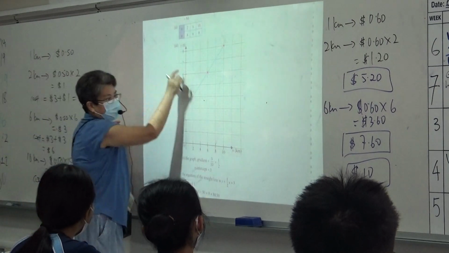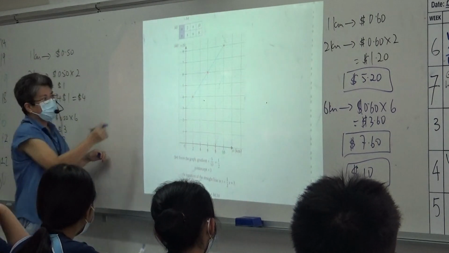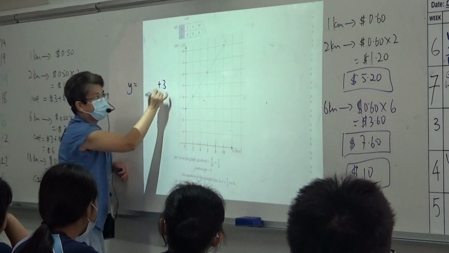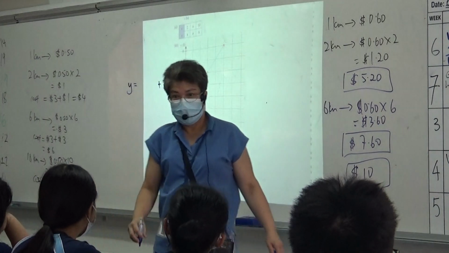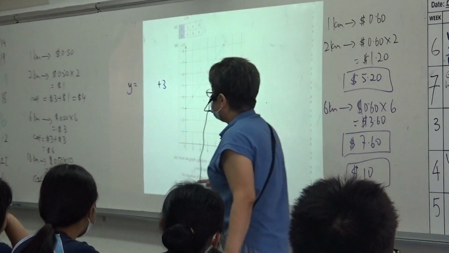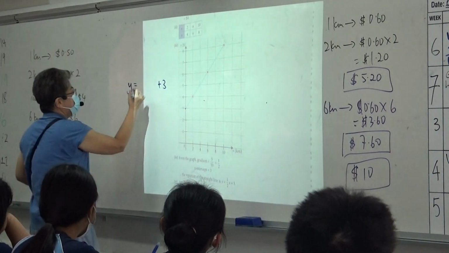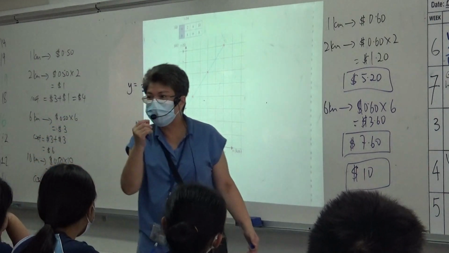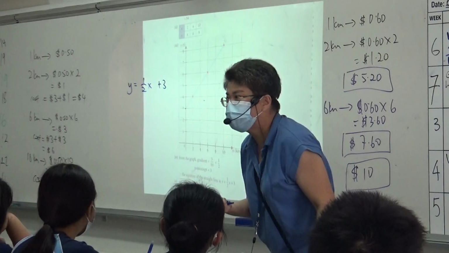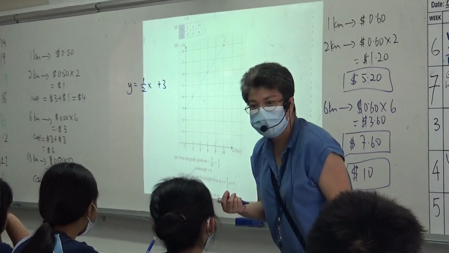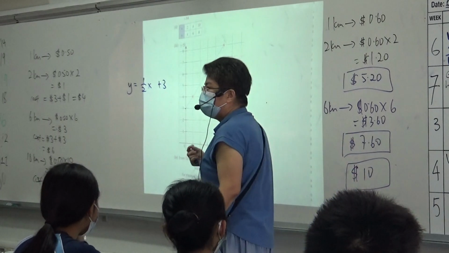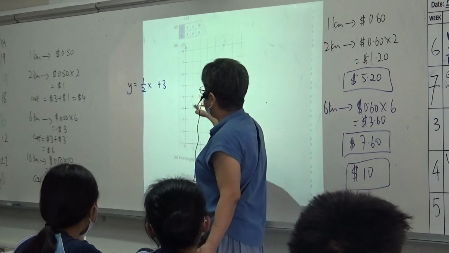Now, this is y, this is x, right? Do you agree that y equals how? Can you see the y-intercept is 3? Correct? Now, the gradient must be how, right? Because it's 0.5 per kilometer. You agree with what I'm saying here? You can put 0.5 also, but I put half because you usually deal with fractions, correct? Now, why is that so?